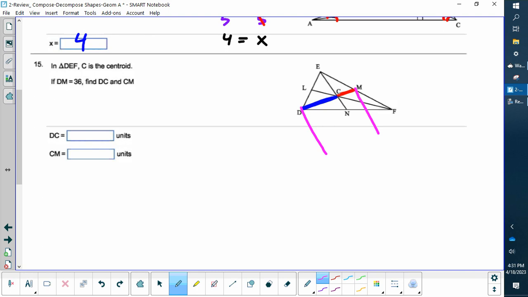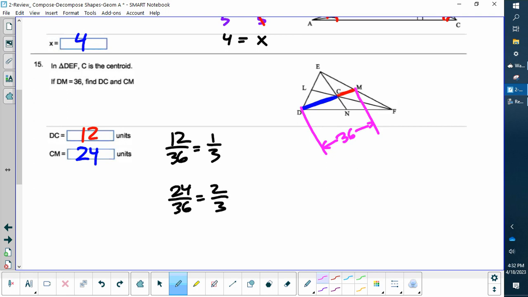So if this is 36 total, then the red portion would be 1/3 of that, which is 12. Now, the other thing I can think of is the blue section is twice as big. So if I double the small section, I get 24. And 12 over 36, we know, reduces to 1/3. And 24 over 36 reduces to 2/3. And done and done.